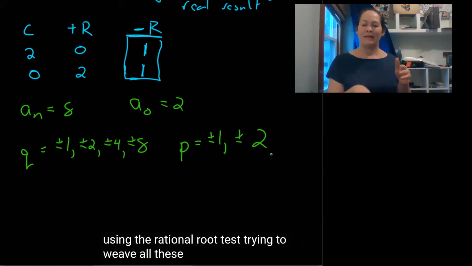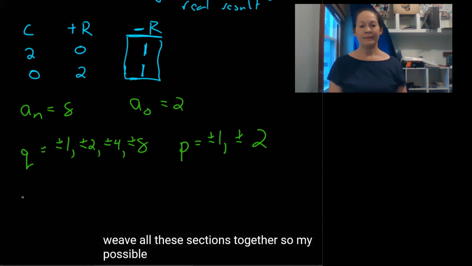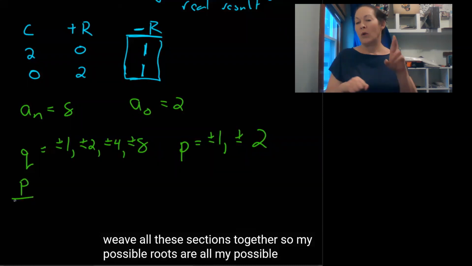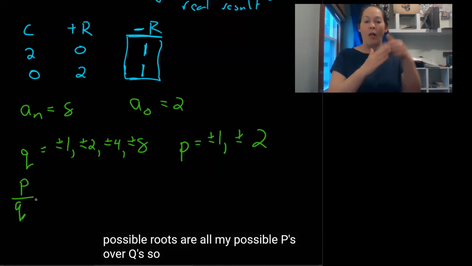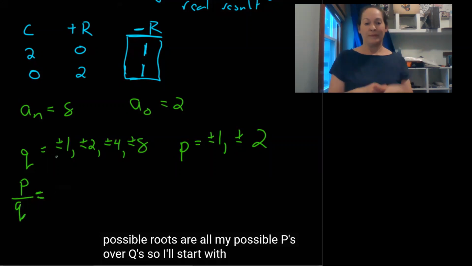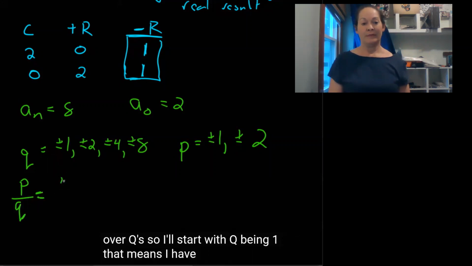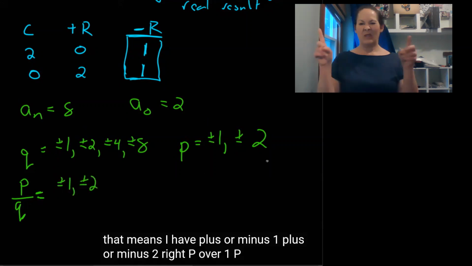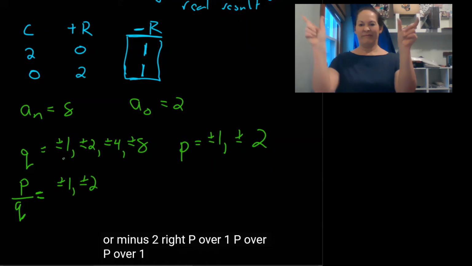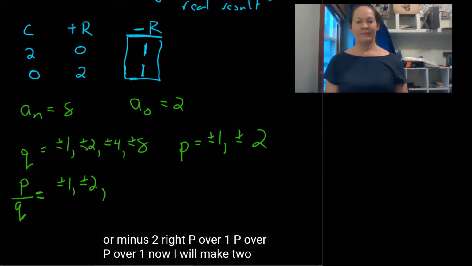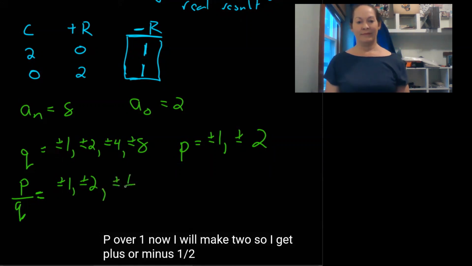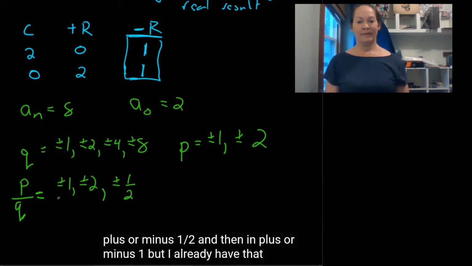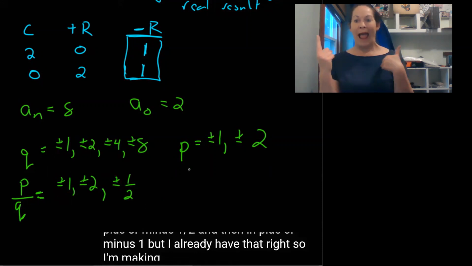I'm trying to weave all these sections together. So my possible roots are all my possible p's over q's. I'll start with q being 1. That means I have plus or minus 1, plus or minus 2, right? p over 1. Now I will make q 2, so I get plus or minus 1/2, and then plus or minus 1, but I already have that. Right? So I'm making my fractions.